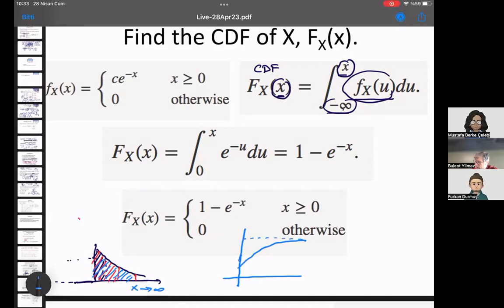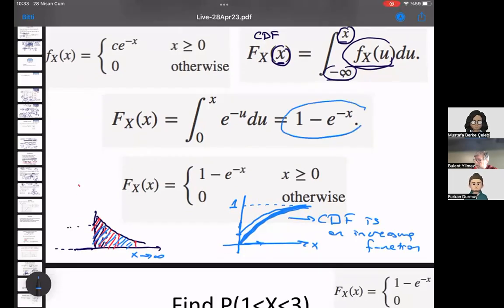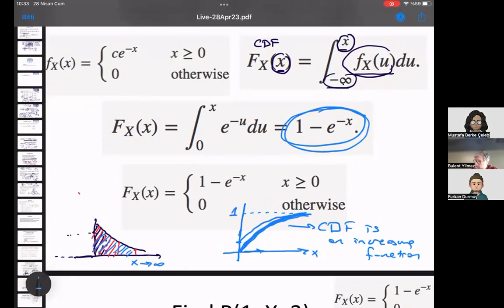At infinity it will be 1. At 0, it will be 0. Sorry, it should come here. At 0, it is 0. And then as I go further, it will be increasing and increasing. You see, CDF is an increasing function. So here is the CDF for our exponential function, this one.